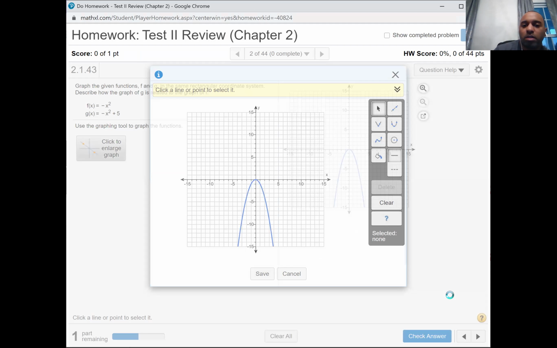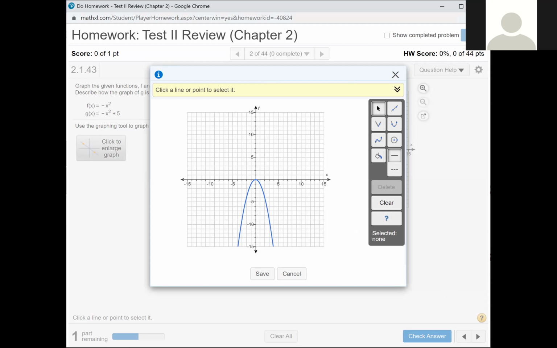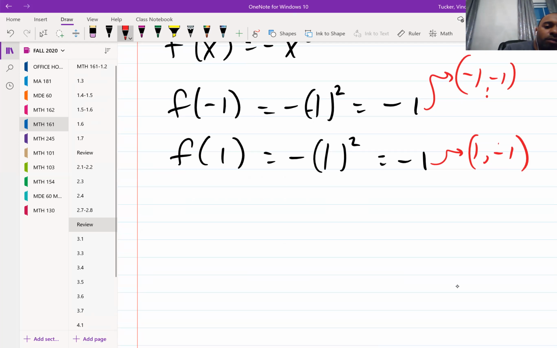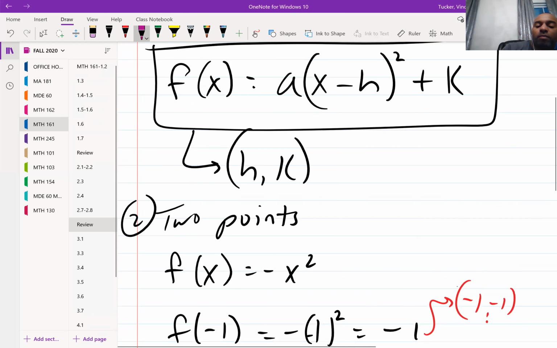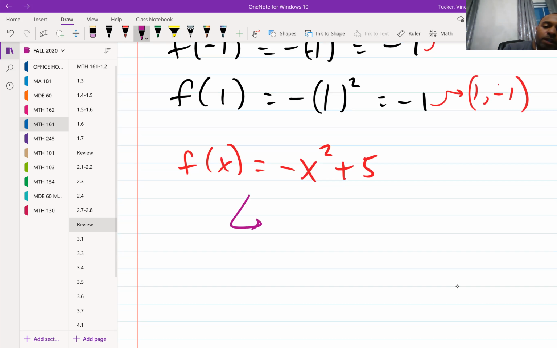All right. So now to graph the next one, we have -x² + 5. Now you could lean on your transformations, or you could lean on what I just mentioned here. So my vertex h is going to be 0, and then k is 5.